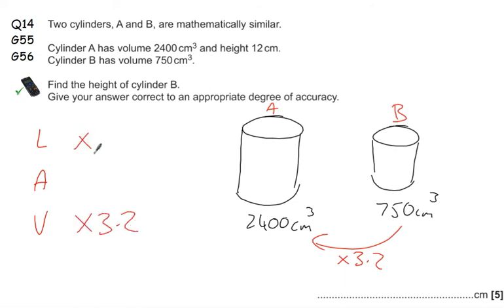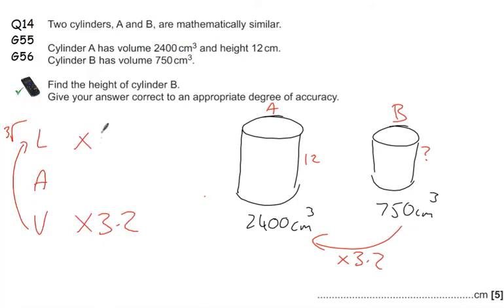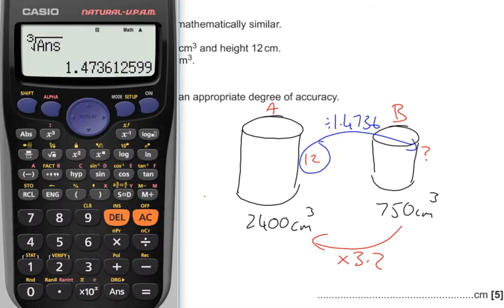The scale factor for the length is going to be the cube root of that. It tells me the height of this is 12, and they want the height of this. So the cube root of that answer is 1.4736. That's to get from small to large. I'm going the opposite way, from there to there, so it's going to be divided by 1.4736. So 12 divided by that answer is going to give me 8.14.